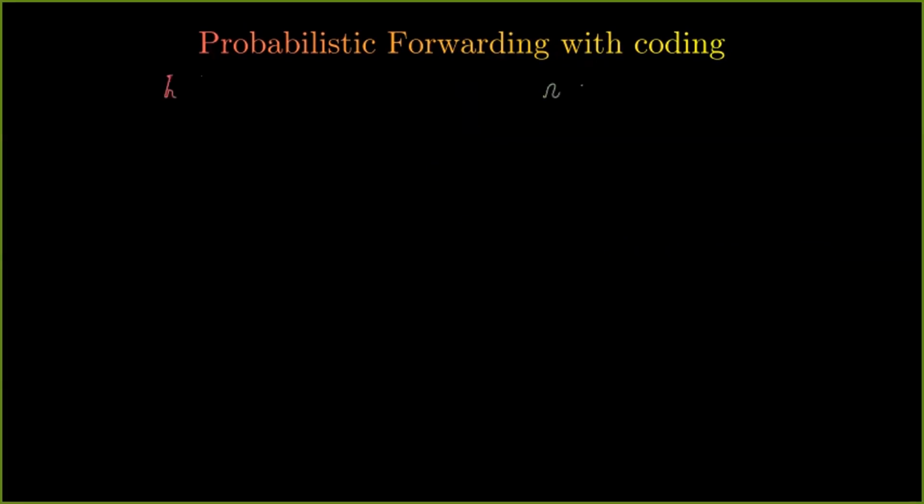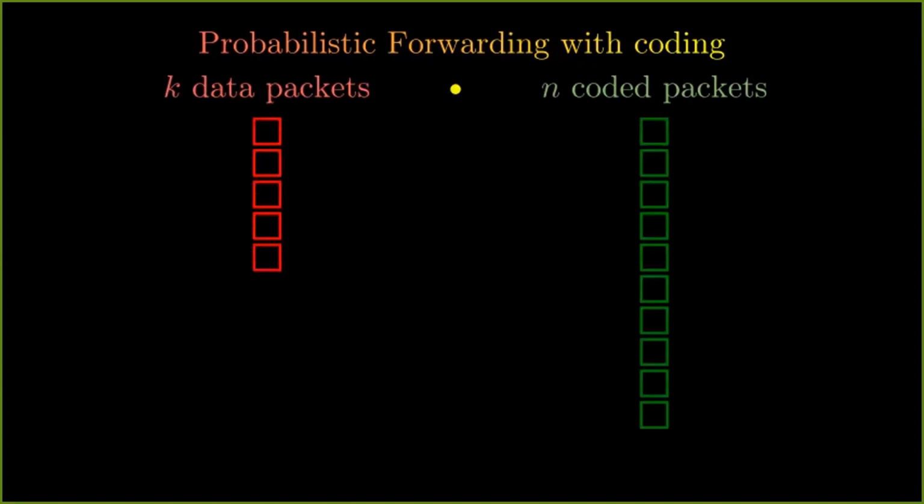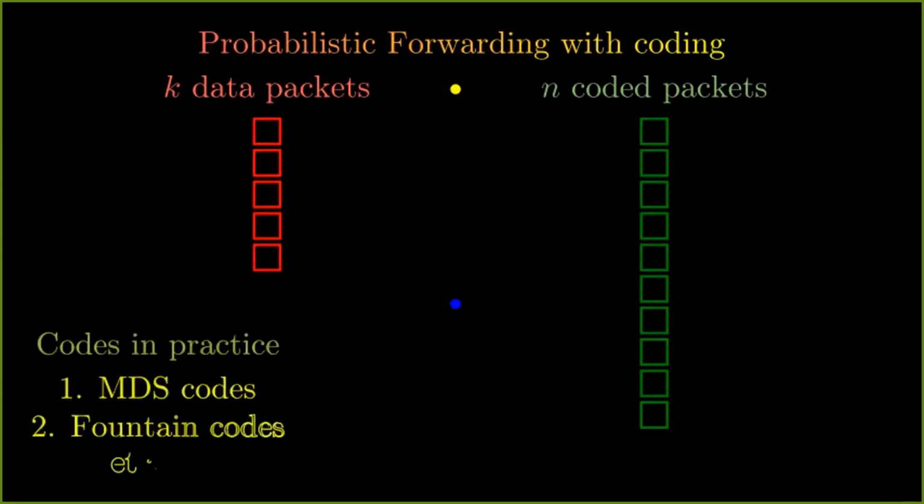More generally, the source encodes k data packets into n coded packets such that any node, upon reception of at least k out of the n coded packets, is able to retrieve the information that the source intended to broadcast, that is, the information contained in the k data packets. Such codes are used in practice as well. For example, maximum distance separable codes, fountain codes, etc.